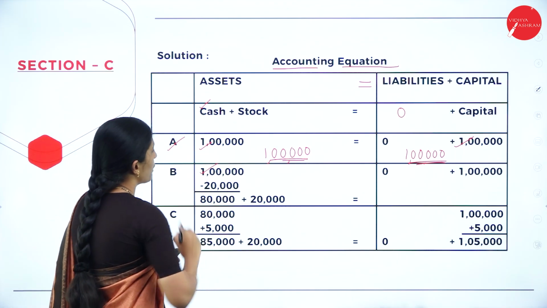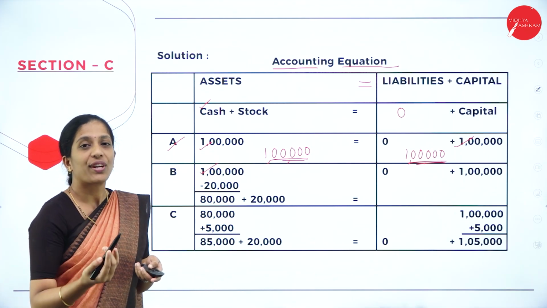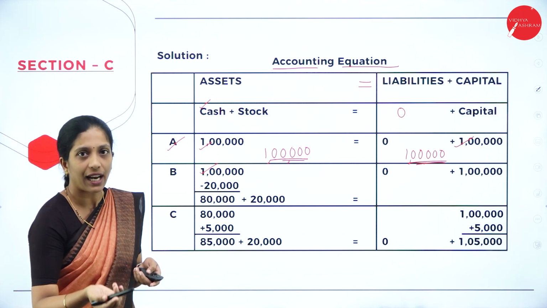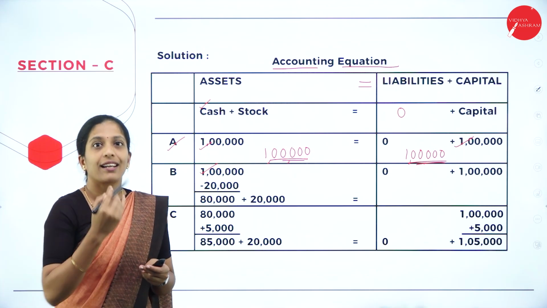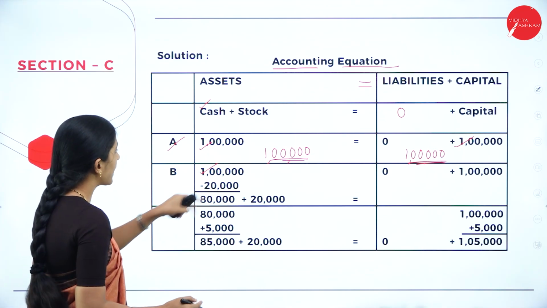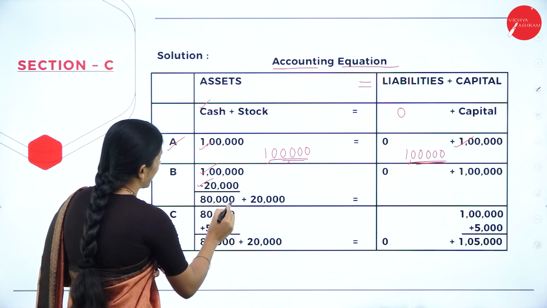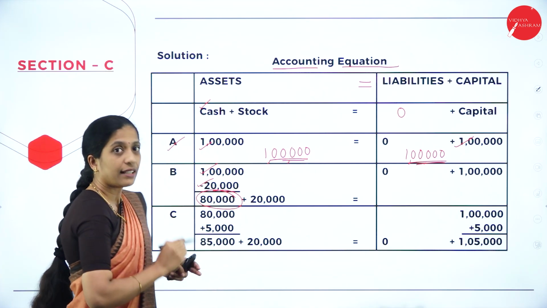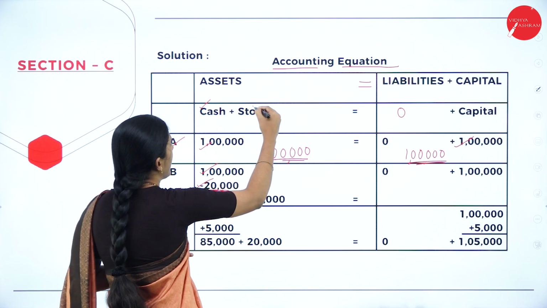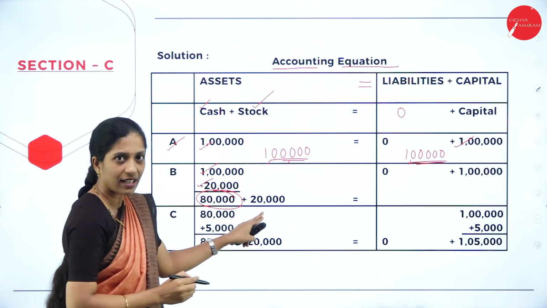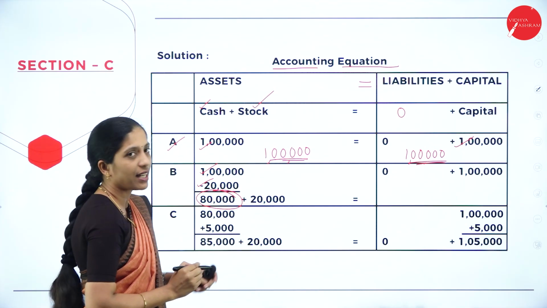So, 1 lakh cash was there. Now, we have purchased goods by paying cash. So, what happens? One asset increases, goods come in, cash goes out. So, cash decreases by 20,000, so it becomes 80,000. On the other hand, your goods or stock increases. So, a new asset has come into the business under the second transaction, that is your 20,000.